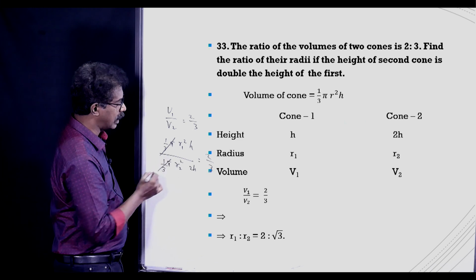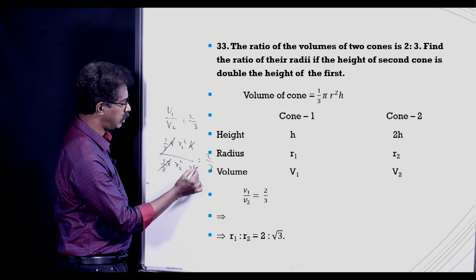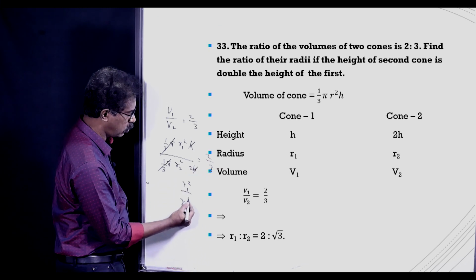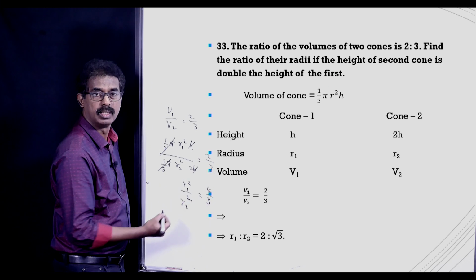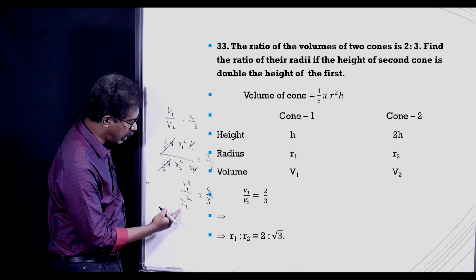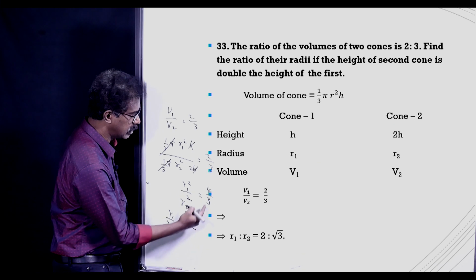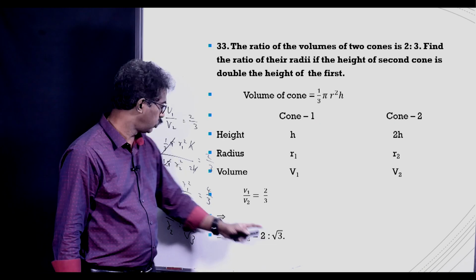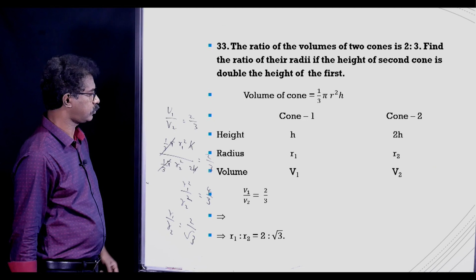1 by 3 pi you can cancel. Then h also cancels. The 2 you take here. So R1 squared by R2 squared is 2 into 2 by 3, that is 4 by 3. Take the square root. R1 by R2 is, when you take the square root, this becomes 2 and this becomes root 3. So the ratio is 2 is to root 3. These steps you have to write, then you will get the answer 2 is to root 3.